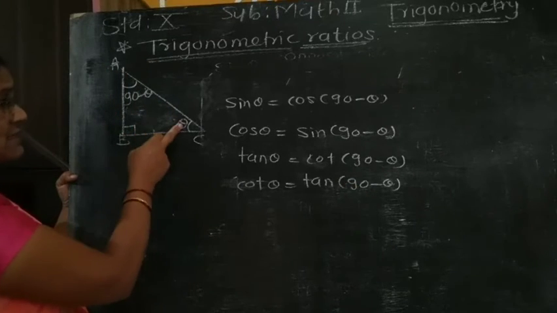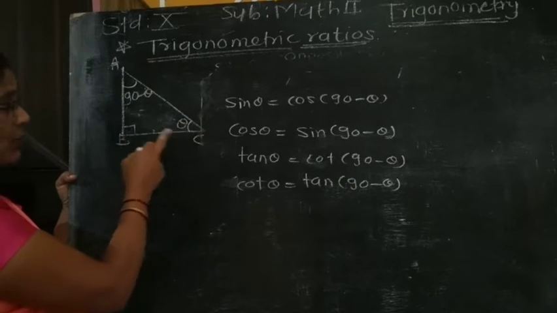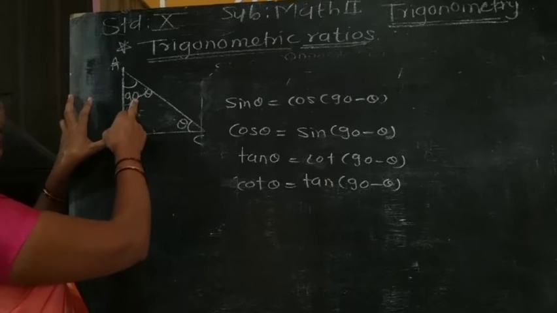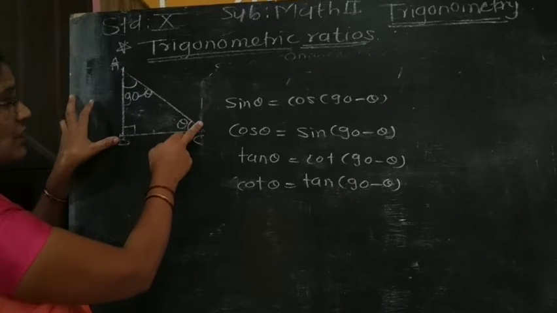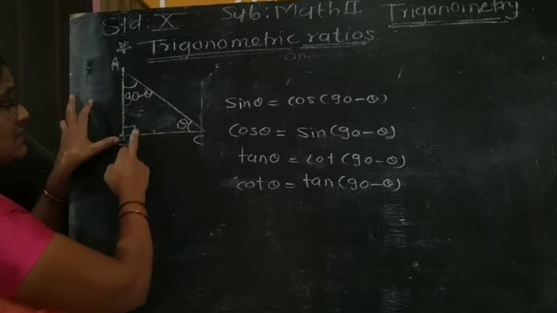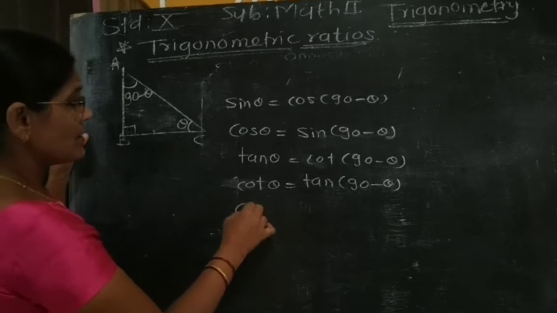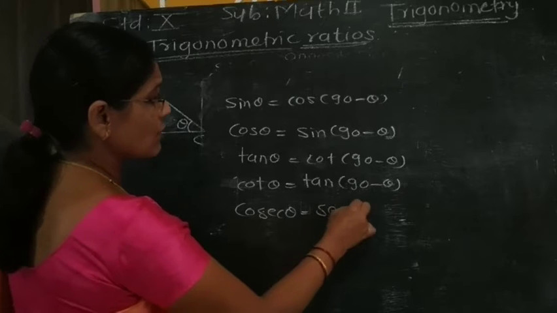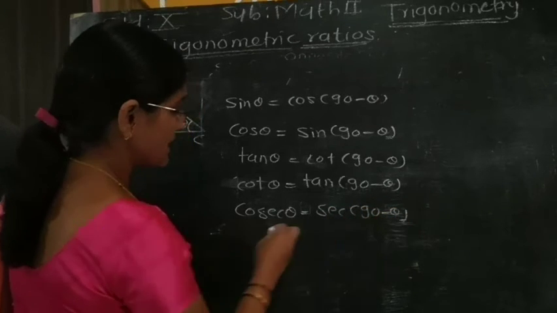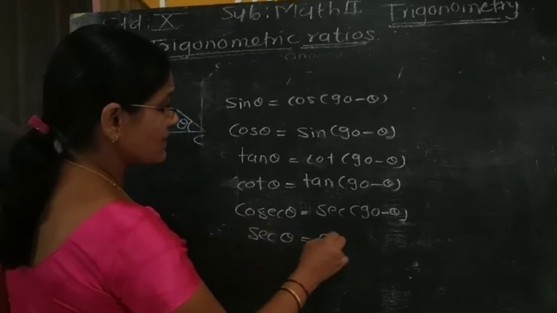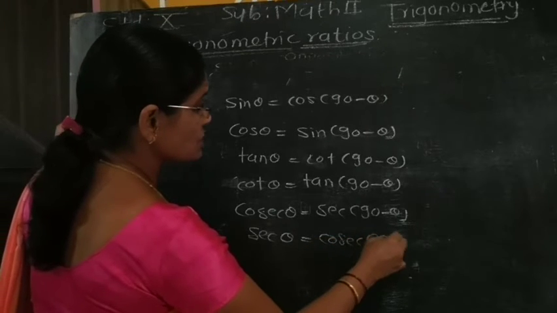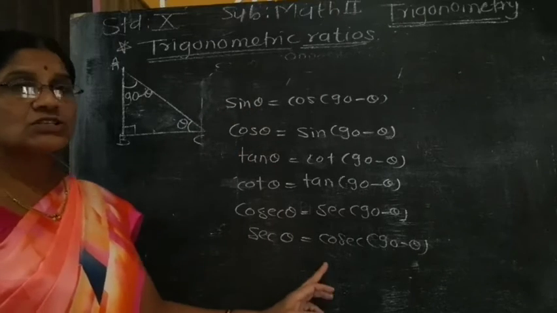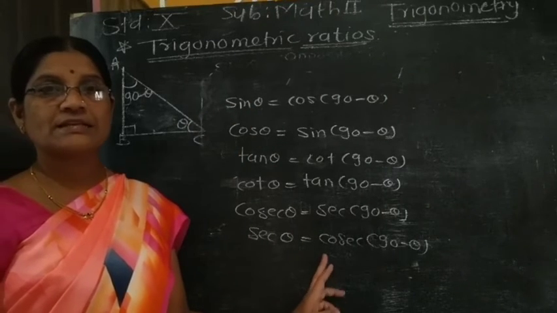Now sec theta means AC upon BC, and that same ratio will be obtained for cosec of 90 minus theta, hypotenuse upon opposite BC, that will be the same. Means here we write cosec theta is equal to sec of 90 minus theta, and sec theta is equal to cosec of 90 minus theta. And all these relations we have to use to solve the examples.